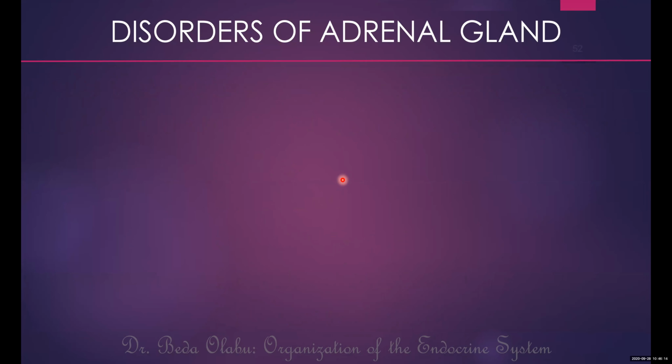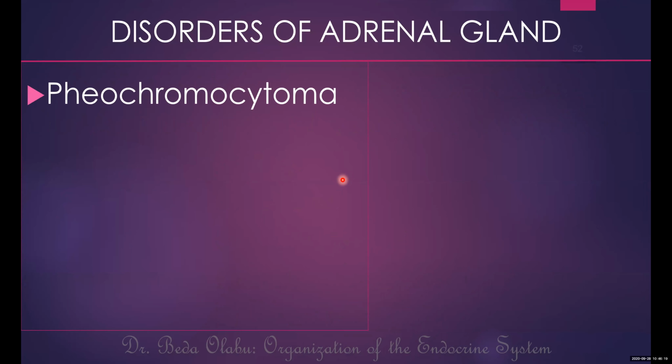I want us to finish by talking about disorders of the adrenal gland. The disorders of the adrenal gland that you may come across are these ones. Pheochromocytomas are tumors that arise from the chromaffin cells. These tumors produce adrenaline. So as a nurse, you might pick this up first because of very high blood pressures in a patient.